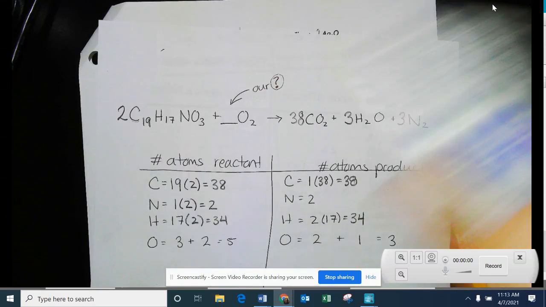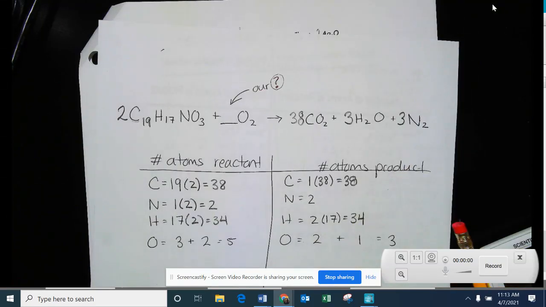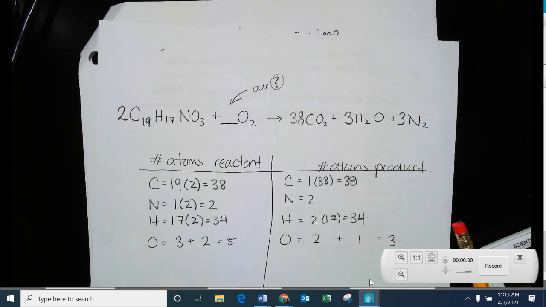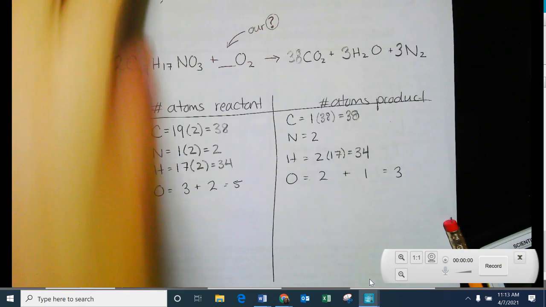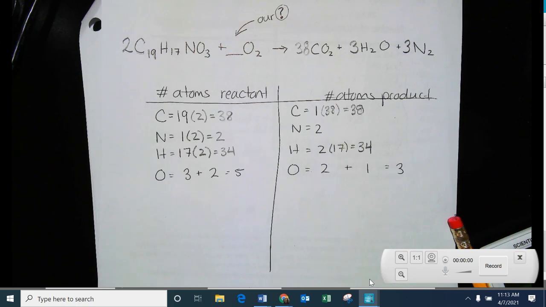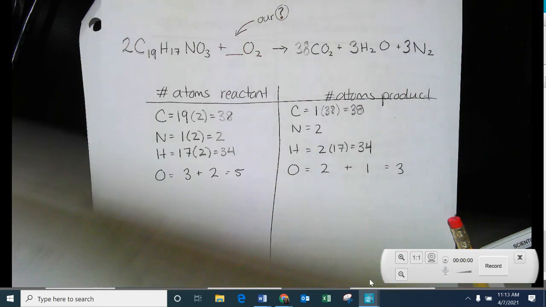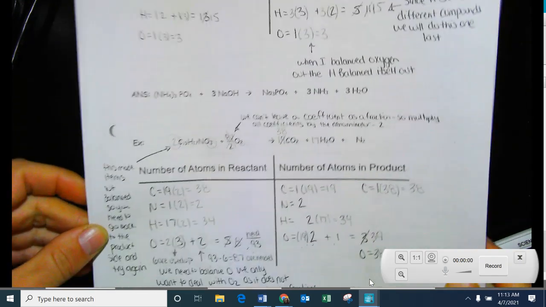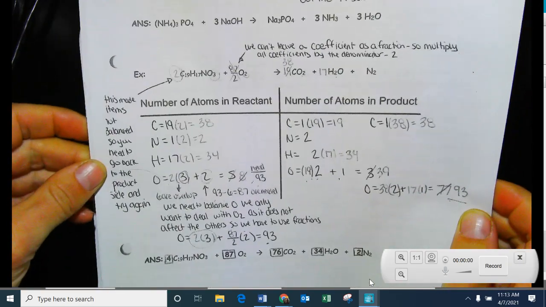Feel free to follow along as well. So I've written it up here, basically getting to that part with the oxygen. So I just rewrote the question. It again is this one here, this tricky one with the fraction that we looked at.